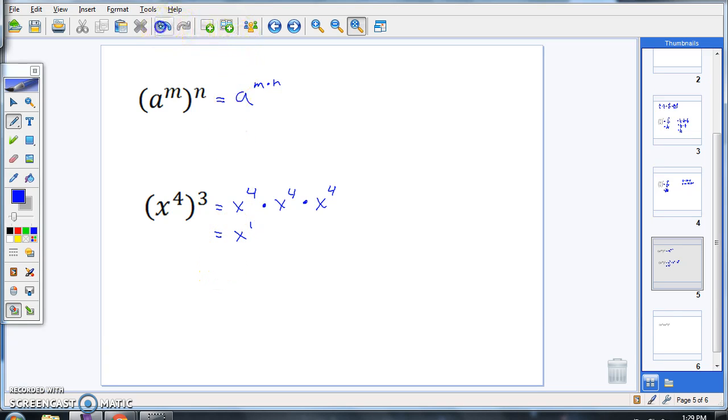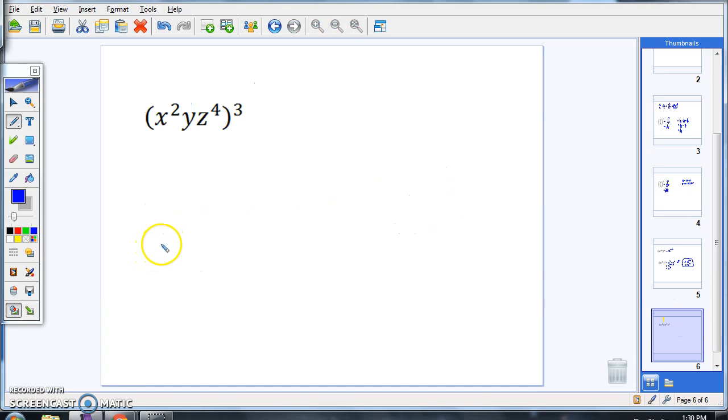Because, here, let's do it this way. 4 plus 4 plus 4 is just 12. That seems like a big number, but that's okay, because we're dealing with exponents, so we can write big numbers easily. All right, so really we could just shortcut this and say this is x to the 4 times 3, which is 12. That's x to the 12th. Note, this is what you should be doing for simplicity's sake.